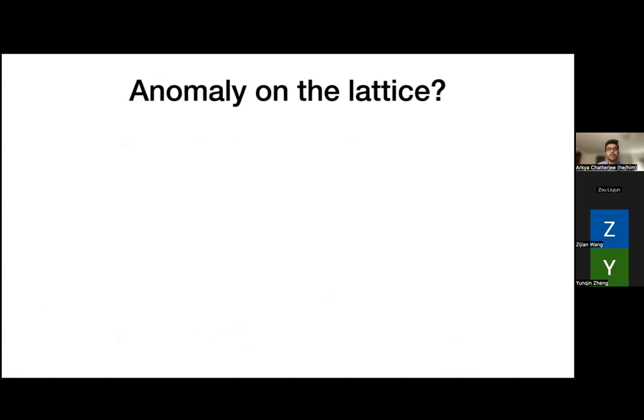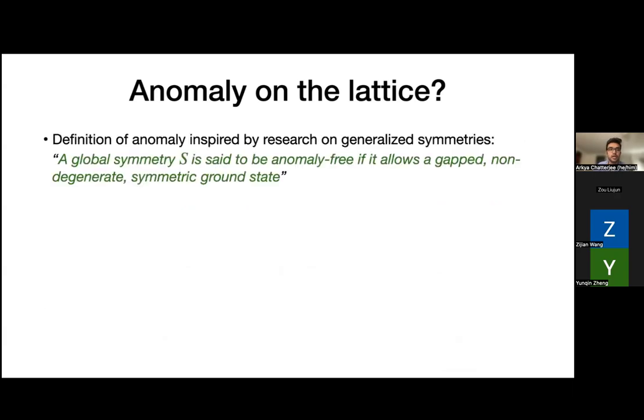But is there a way to see the anomaly on the lattice itself rather than have it emerge in the IR? To address this question, we'll use a new definition of anomaly, which is inspired by research on generalized symmetries, which says that a global symmetry S is anomaly free if it allows a gapped, non-degenerate symmetric ground state.